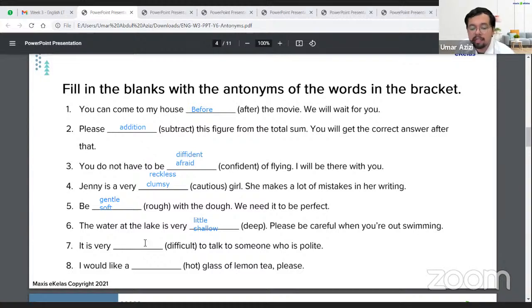Number 7, it is very difficult to talk to someone who is polite. Again, I'll repeat myself. It is very difficult to talk to someone who is polite. So what is the antonym of the word difficult? What is the antonym of the word difficult?